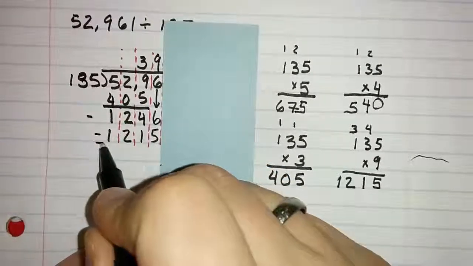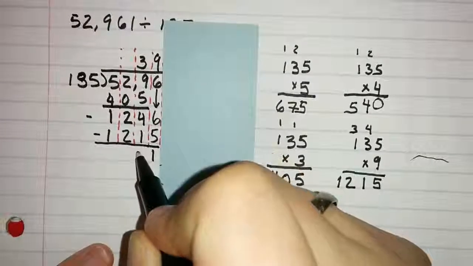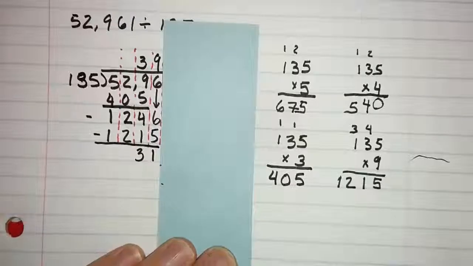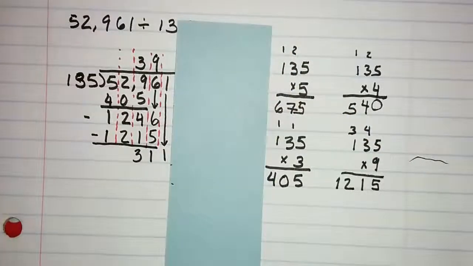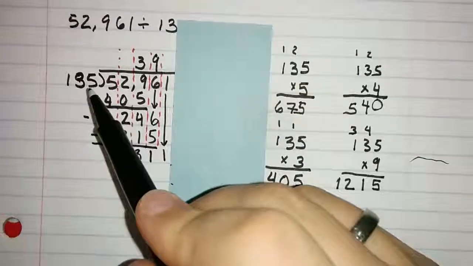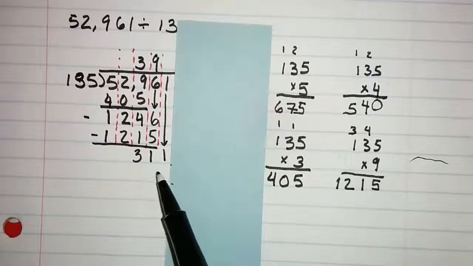1215. I subtract. 6 minus 5 is 1. 4 minus 1 is 3. Bring down the 1. Okay, now I want to know how many times does 135 go into 311?